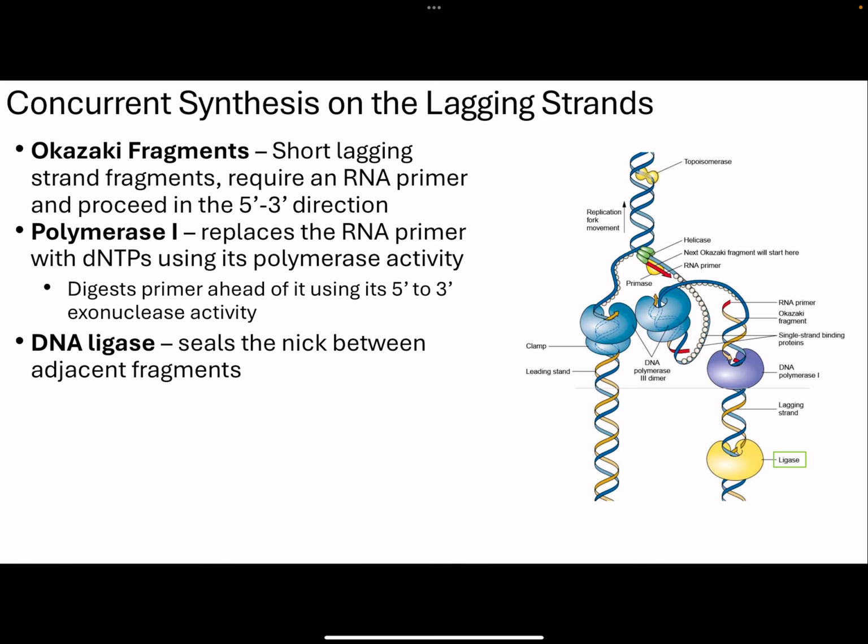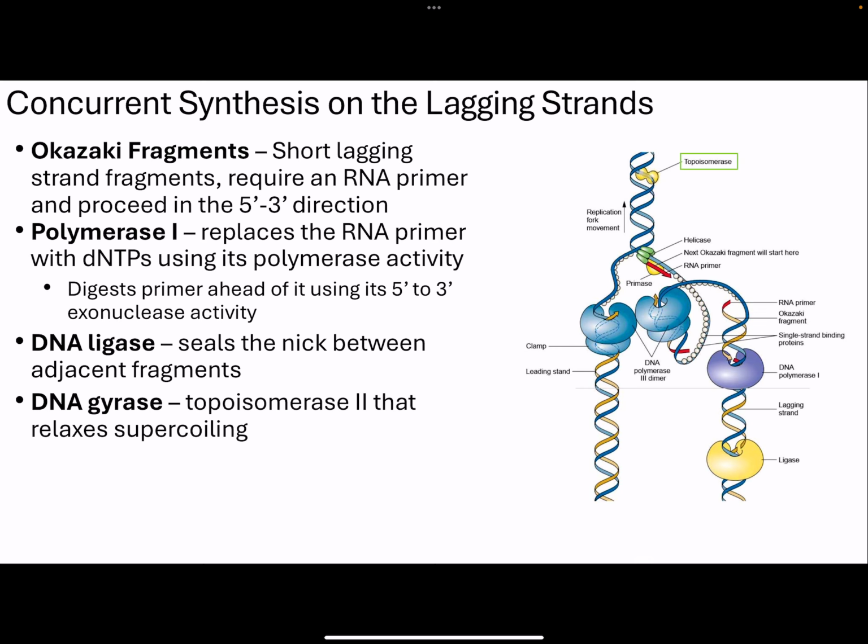The last little bit of processing that needs to happen on the lagging strand is sealing the space, the gap between the last nucleotide on one Okazaki fragment and the first nucleotide on the next Okazaki fragment. So this ligase protein, which is shown in yellow, is basically going to heal the gap between those two different Okazaki fragments.